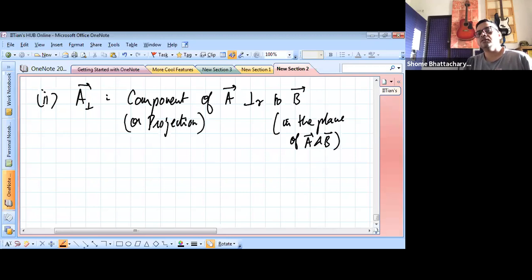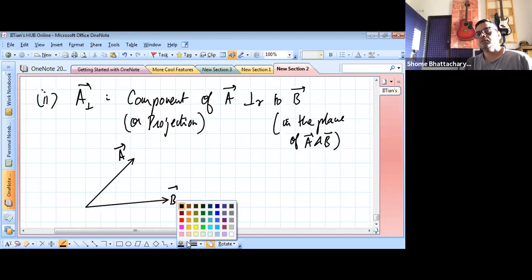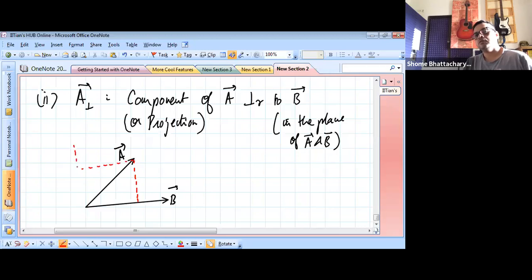So as we understood, if A and B are defining a plane like this, then both the parallel and the perpendicular component of E lie in this two-dimensional plane formed by the two vectors only. So this component and this component, they both lie in this 2D plane. So we have to find this one now.